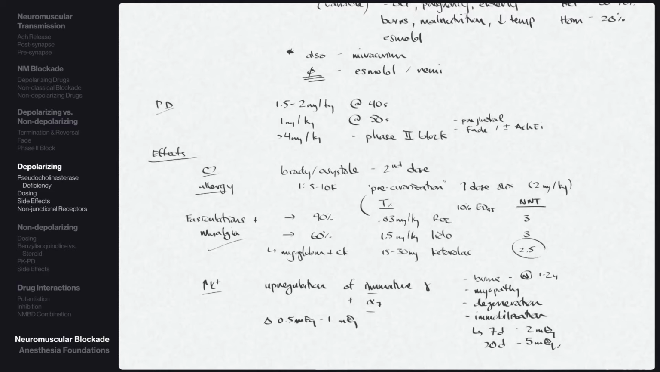And so a change in 5 milliequivalents would almost guarantee an arrhythmia or potentially cardiac arrest. And so we have to be very careful about potentially giving succinylcholine to patients in our high-risk populations like burns, degenerative, and myopathy patients. But we even have to be careful with a patient that may be on the ward for, let's say, 5 to 10 days, because they may also have some amount of upregulation.